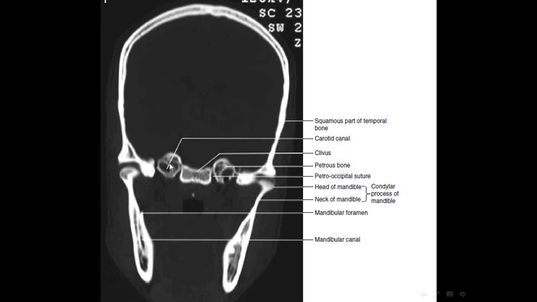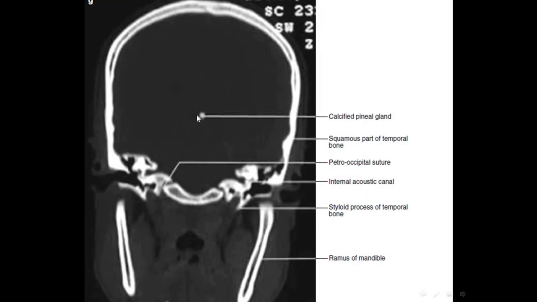This is the carotid canal, and this is the clivus. At this portion is the petrooccipital suture. More posteriorly, this calcified structure within the brain is the pineal gland. So this is a normal physiologic change of the pineal gland. If you want to ensure, you just adjust to the soft tissue window and you ensure that that is the location of pineal gland.